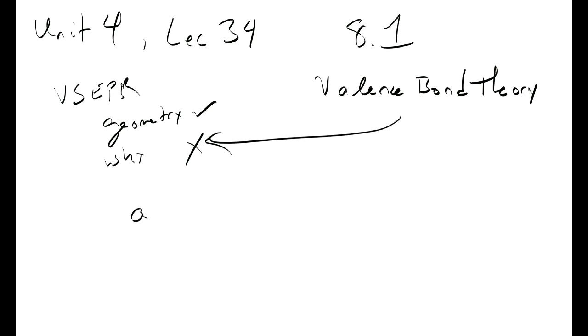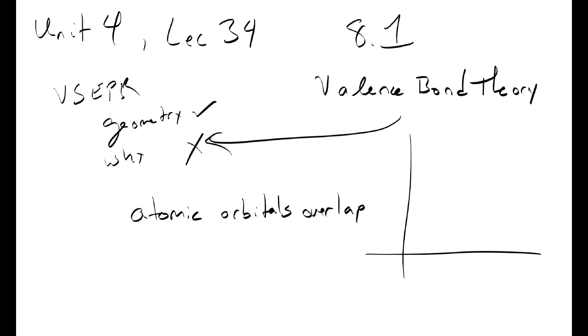Bonds form when atomic orbitals overlap. Okay? They overlap, they mix. This allows their electrons to come together and form a happy bonded pair. Okay? So you'll often see a graph that looks somewhat like this. Here you have energy, and this is internuclear distance. That is to say, how far apart the nuclei are.